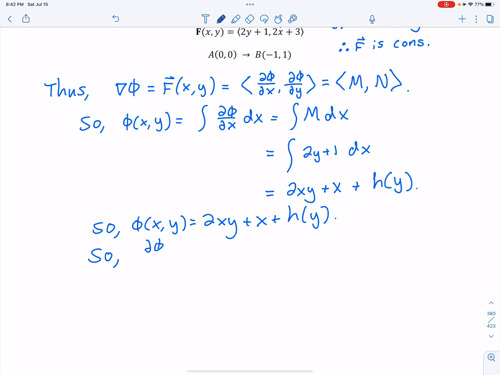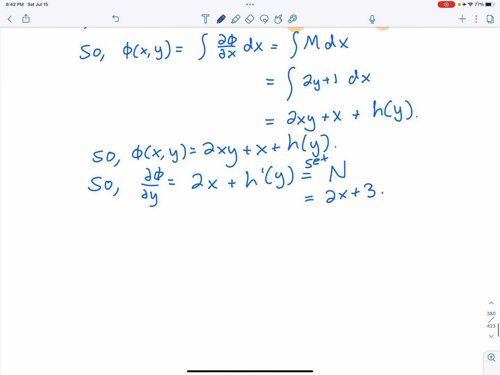Anyway, so we're going to take the partial of phi with respect to y. And I have phi right above here. This is going to be 2x. The x is a constant, so it's gone. And I get h prime of y. And I'm going to set this equal to, because I know the partial of phi with respect to y is equal to N. N in this case is 2x plus 3. What that means for us is that h prime of y is equal to 3.